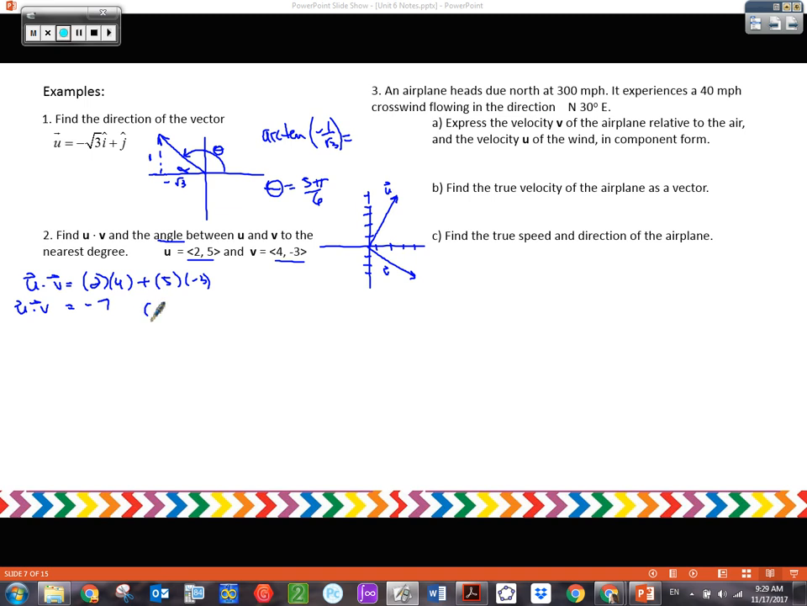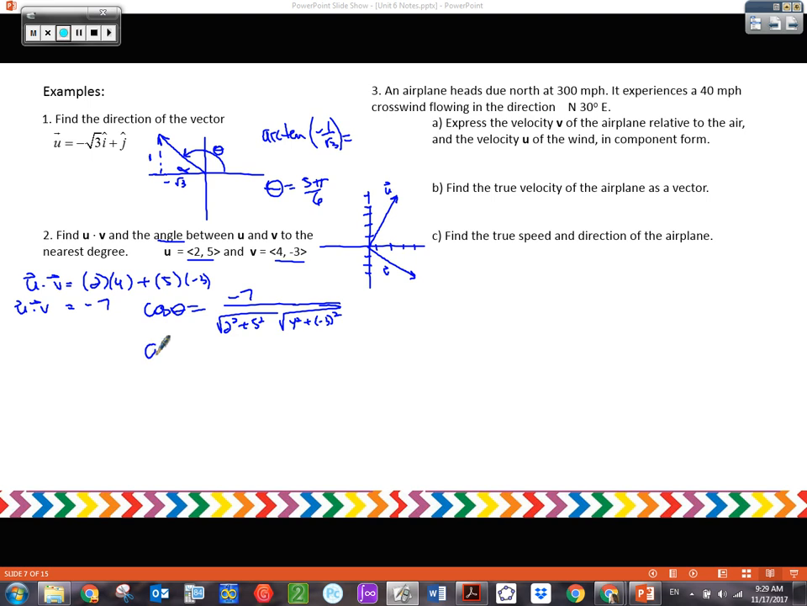So the formula is cosine theta equals u dot v, which we already found, negative 7, over the magnitude of u, so the square root of 2 squared plus 5 squared, times the magnitude of v, which would be the square root of 4 squared plus negative 3 squared. Okay, we okay? So we're just using the formula. That's all we're doing, is using the formula.